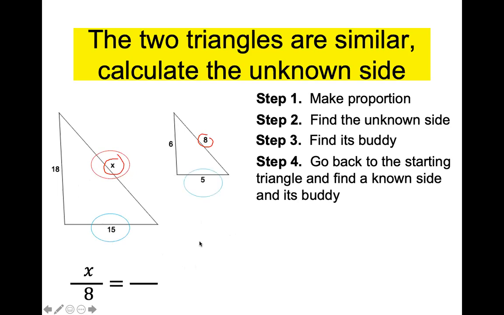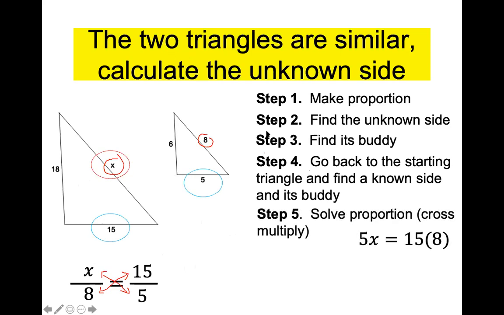And 15 corresponds with 5, and I write that proportion, 15 over 5. And now it's just a matter of a little bit of cross multiplication in order to get the answer. So let's see, 5 times X is the same as 15 times 8. Do a little bit of math. 8 times 15 is 120, and 120 divided by 5 is your answer.